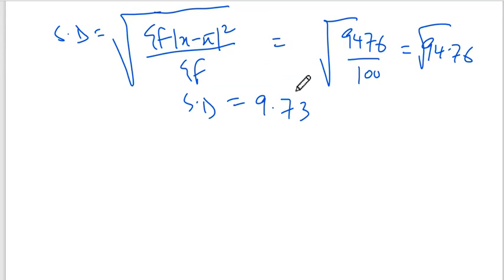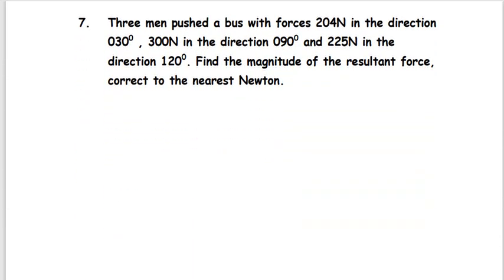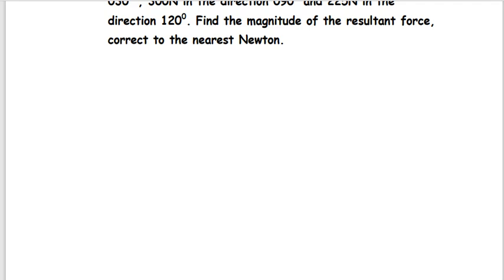So let's proceed to the next question. This one says 3 men pushed a bus with forces 204 newtons in the direction 030 degrees, 300 newtons in the direction 90 degrees, and 225 newtons in the direction 120 degrees. Find the magnitude of the resultant force correct to the nearest newton.